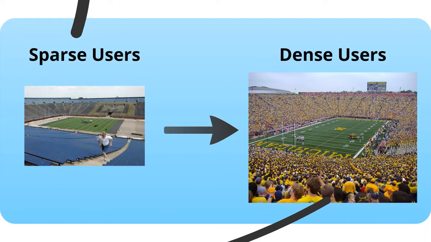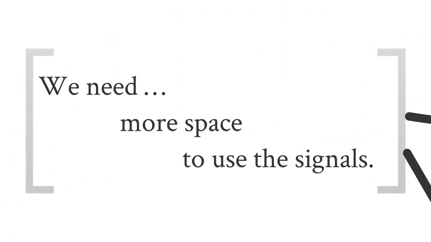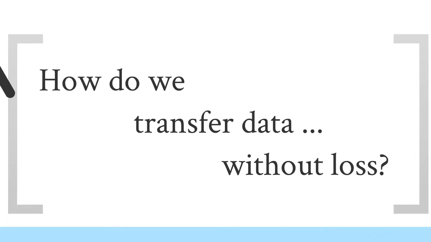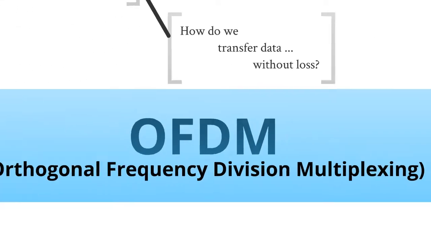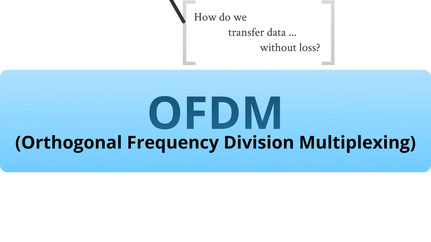Now, like the year of Neo in The Matrix, so many people use cell phones and want to transfer their data to one another. Obviously, we need more space to use the signals. How do we transfer data without loss? The answer is using OFDM, which is a method of encoding digital data on multiple carrier frequencies.